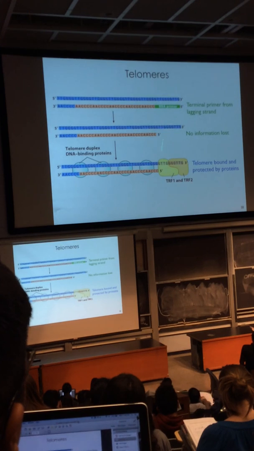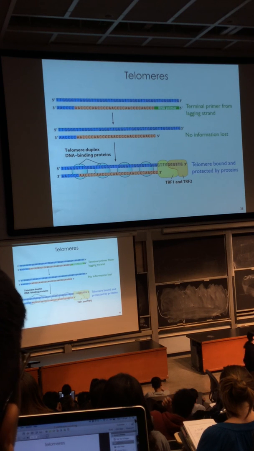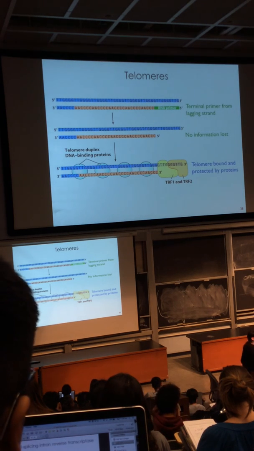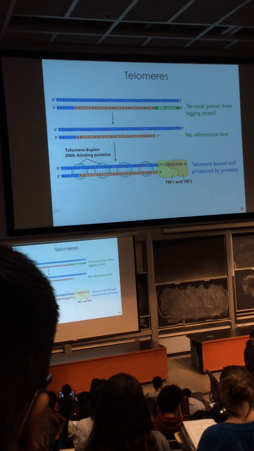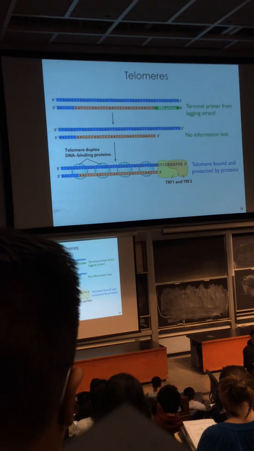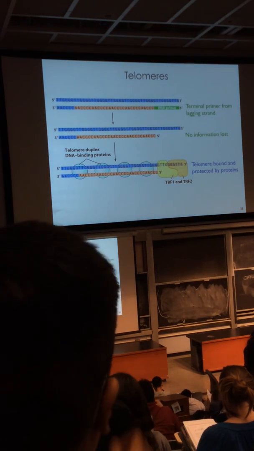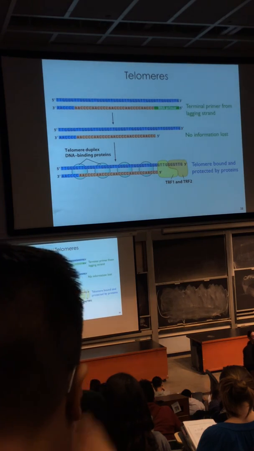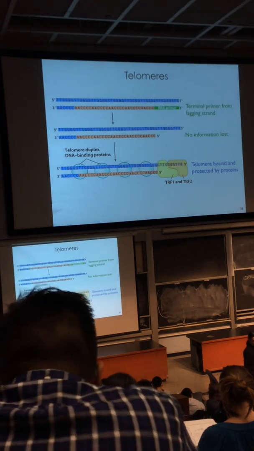And ultimately, the structure in the cell is bound by some proteins that protect it. The cell normally recognizes any sort of break of the double helix, like would appear to be present here, as a serious problem that needs to be repaired. And so these telomere-binding proteins recognize the ends, protect them, and ensure the cell doesn't try to repair them with the process that would be used for double-stranded breaks, homologous recombination.